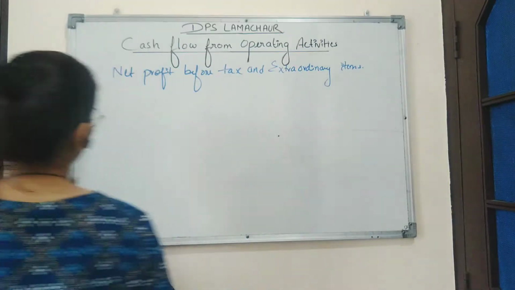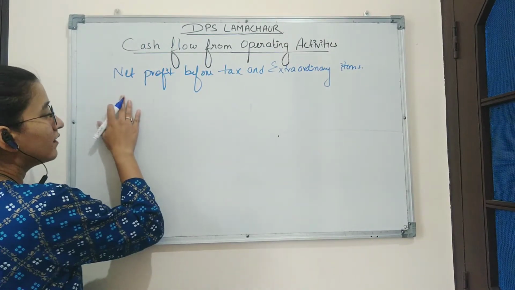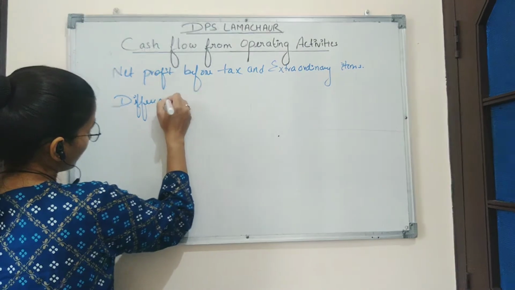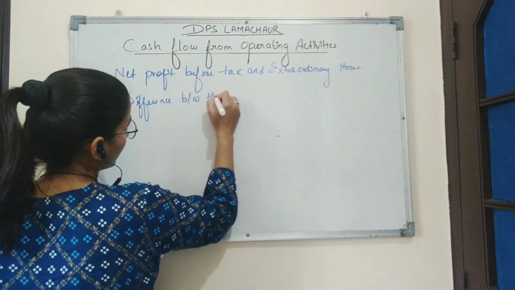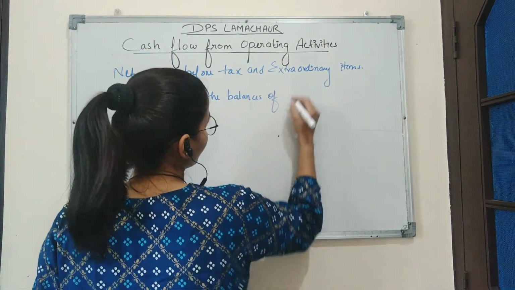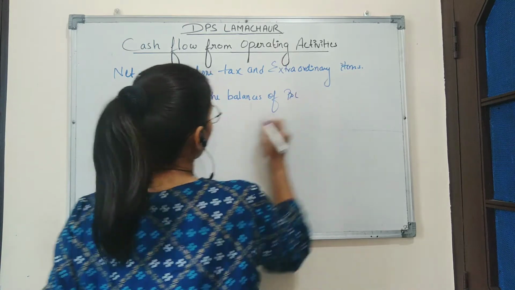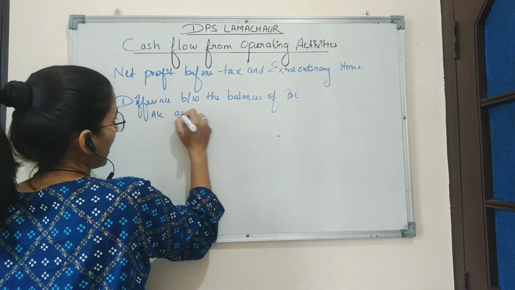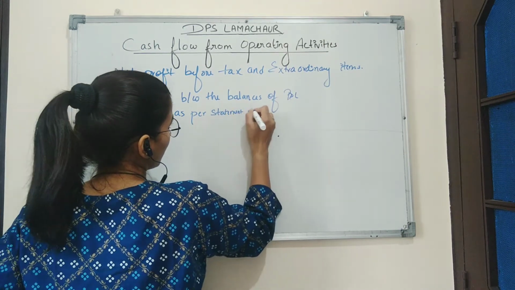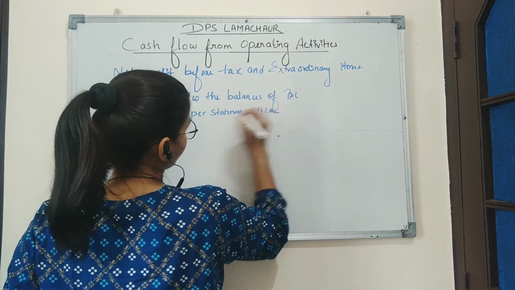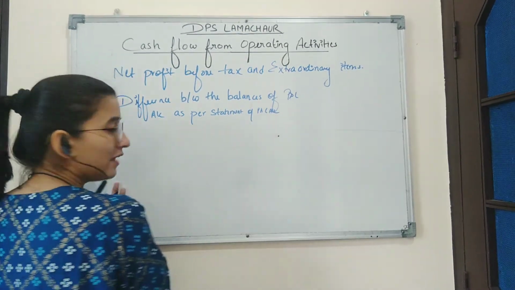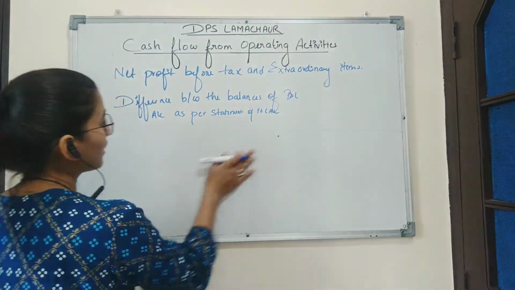So the first item which will be included here will be the difference between the balances of P&L account as per statement of P&L account. So here we will take the difference between the balance of P&L as per statement of P&L account.